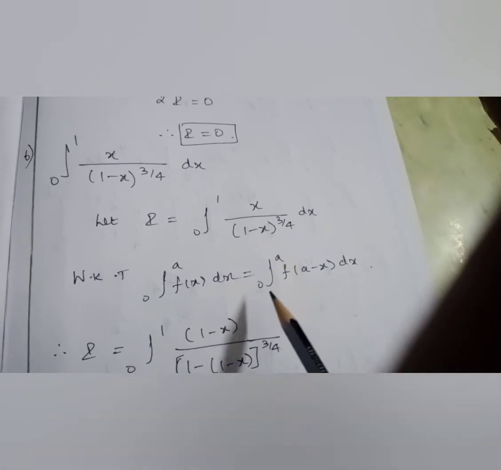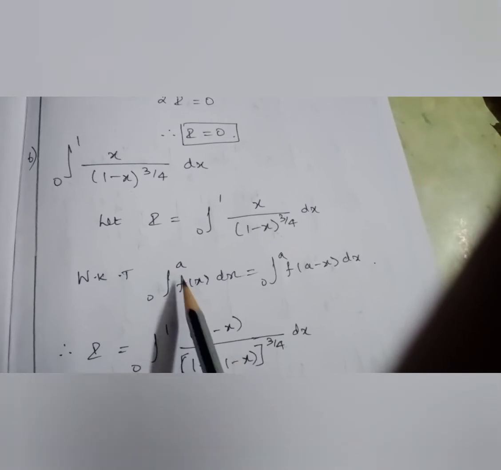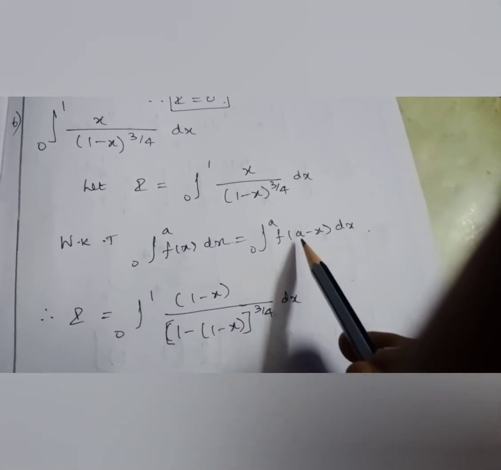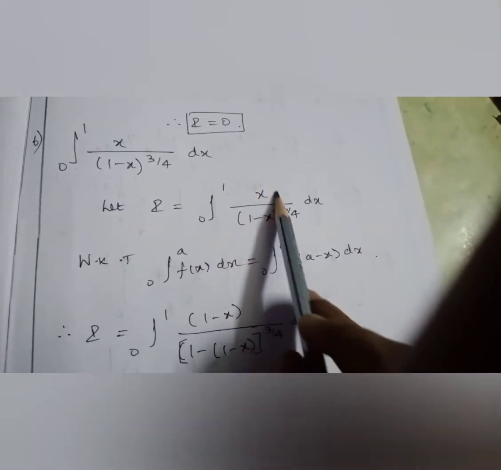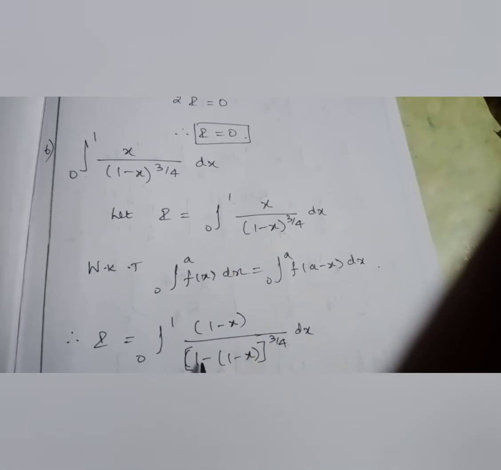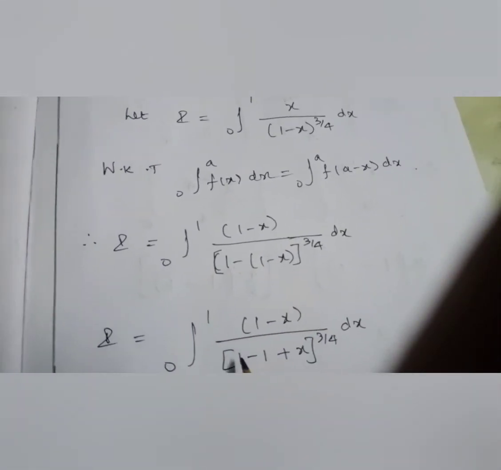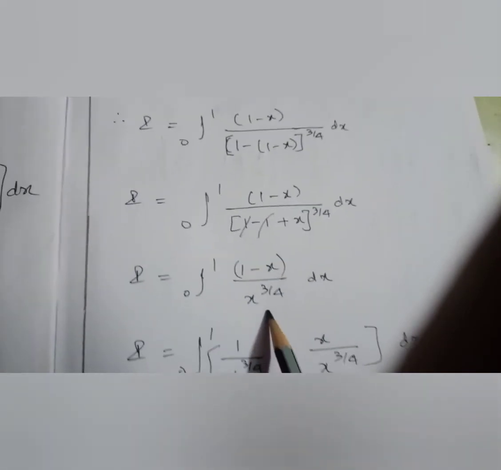So seeing this, you will be thinking that it is a very difficult sum. No, you can use the property 0 to a f of x dx can be written as 0 to a f of a minus x dx. So what is a here? 1. So wherever x is there, we will make it as 1 minus x, and here there was a minus sign outside, so minus into 1 minus x. So when I am taking this minus inside, it becomes 1 minus 1. Obviously this will get cancelled and I will get x power 3 by 4.